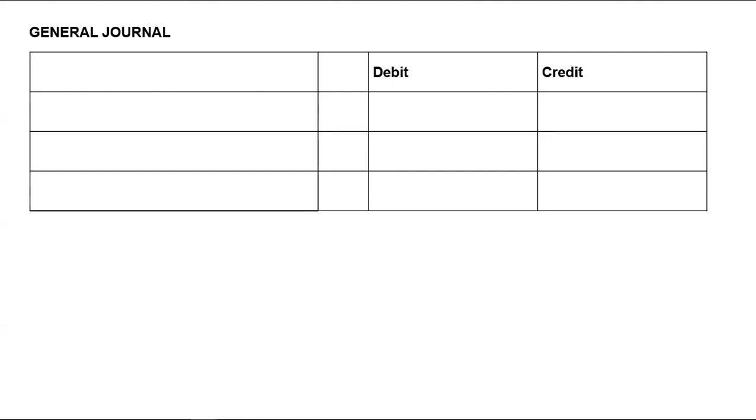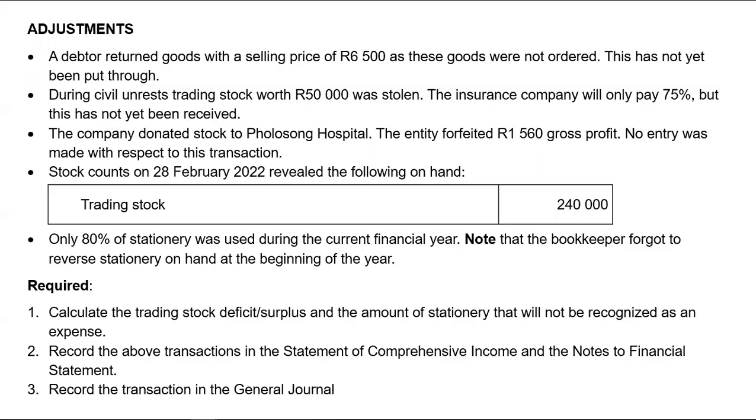But you need to know what made that consumable stores. And you were told in this case that the consumable store was stationery. When you look at the last bullet point there, it says that 80% of stationery was used during the current financial year. Note that the bookkeeper forgot to reverse stationery on hand at the beginning of the year. So we know that that consumable stores relates to stationery.